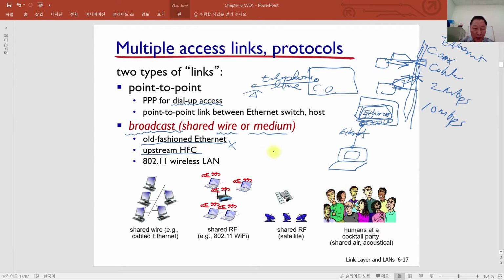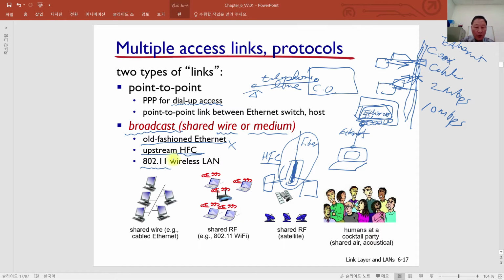And another one is upstream hybrid fiber coax. This is fiber line, optical fiber. And later we are using coaxial cable, and those are hybrid, that means we mixed them together. Then that is called hybrid fiber coaxial, HFC technology. Also here, this coaxial cable, we are using a broadcasting channel. This one is a single line, but shared with many other devices.